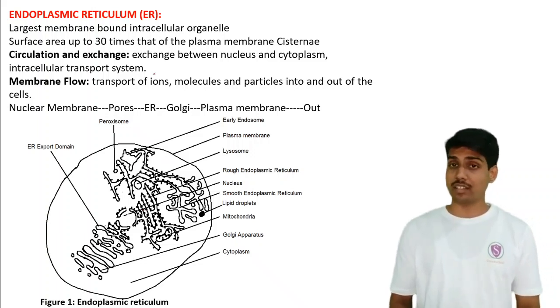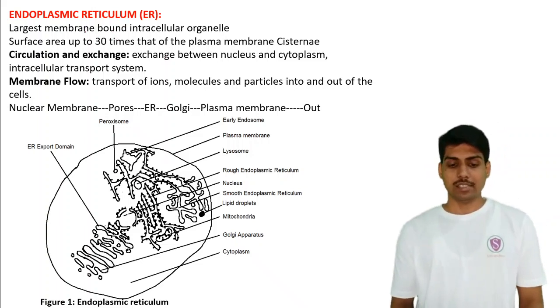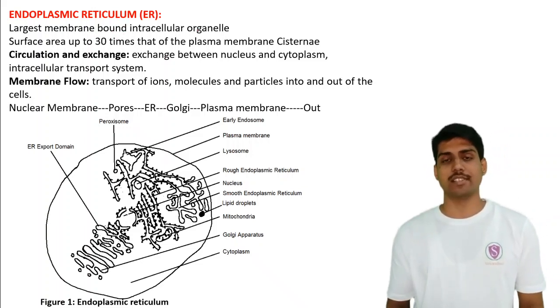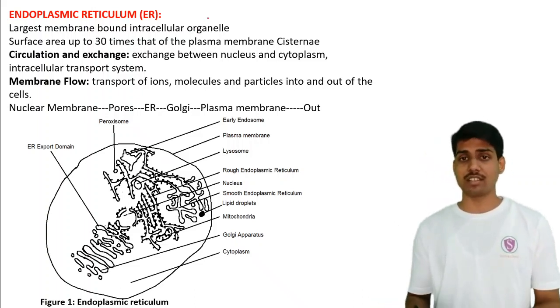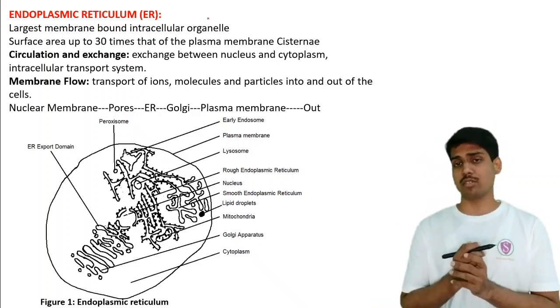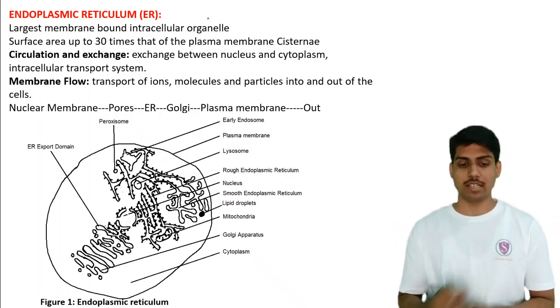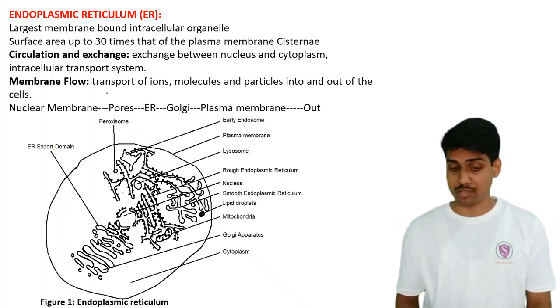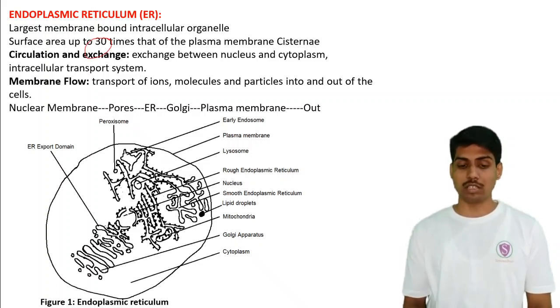So let's have some information about the endoplasmic reticulum. It is the largest membrane-bound intracellular organelle. Right? Out of all the other organelles, as I have said, it is a kind of network which is spread almost across the cellular cytoplasm. So its area is obviously going to be higher than even the plasma membrane. It is almost 30 times larger than the plasma membrane.